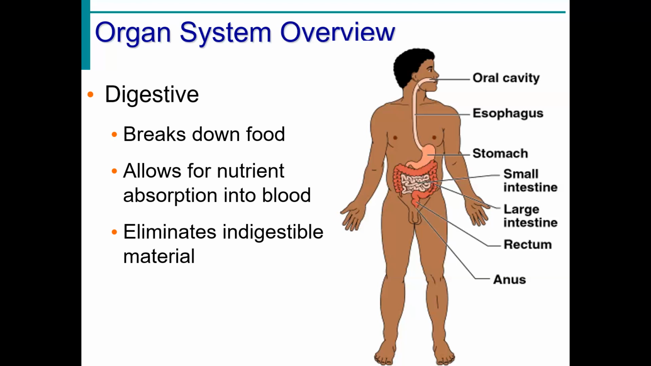What are the roles of these members? The oral cavity, the esophagus, the stomach, the small intestine, the large intestine, the rectum, and the anus are essential for digestion. Digestion is going to be quite critical for this organism or individual to obtain energy, to obtain nutrients, and to remove waste.